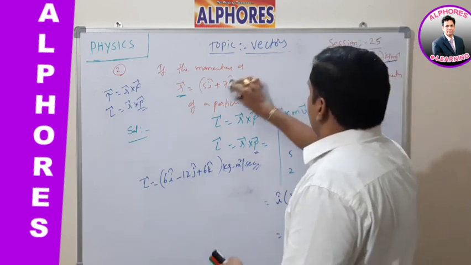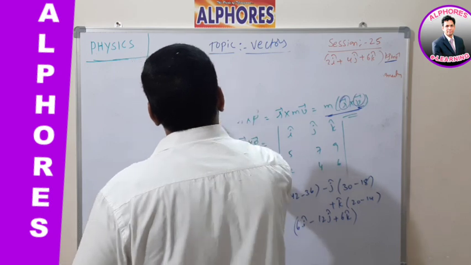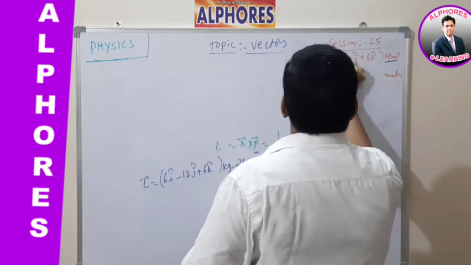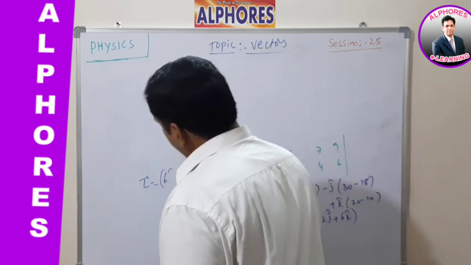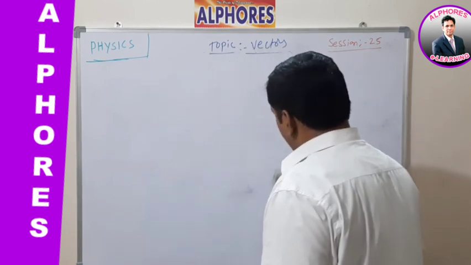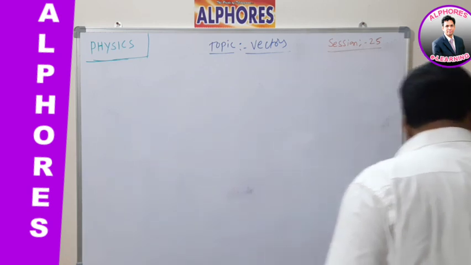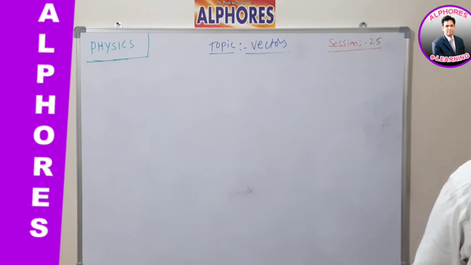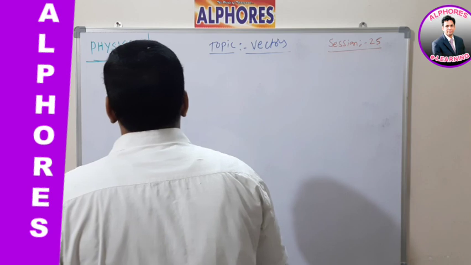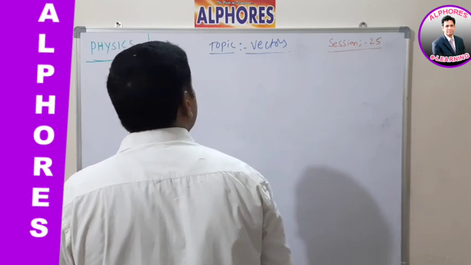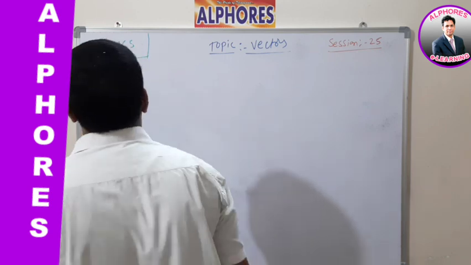Okay, I have to go with the next problem, question number 3. These problems are very simple problems based on the cross product of two vectors and also the dot product of two vectors. I am giving the third problem, problem number 3.